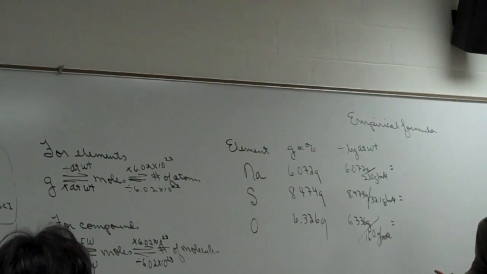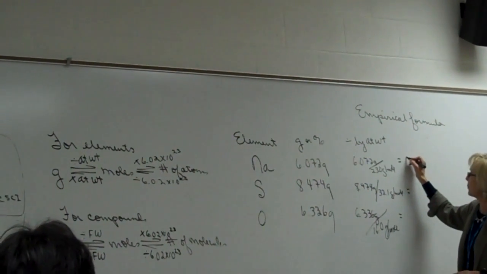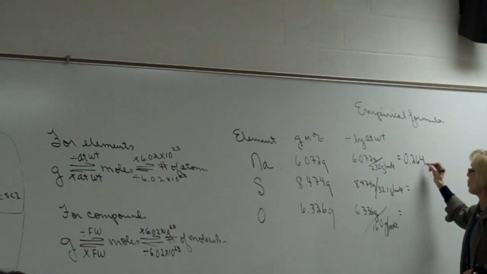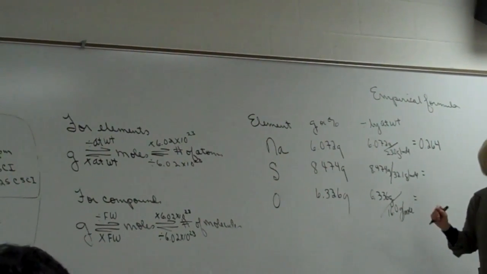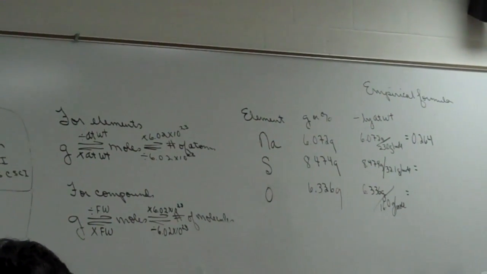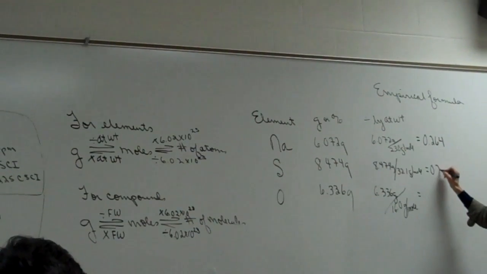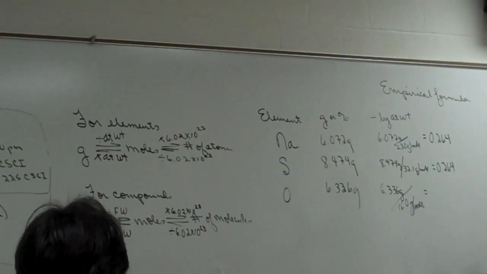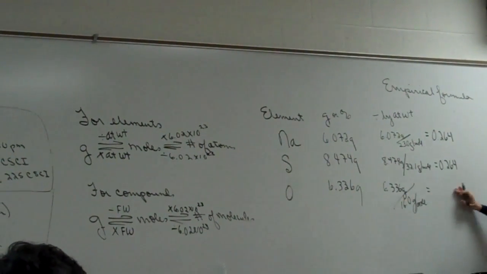Somebody do sodium. Nina, have you done sodium? Tell me sodium. I got 0.264. 0.264. Everybody agree? Math police out there? Okay, now, we've got an internal check. I got 2 people doing the same one. Andrew, what'd you get for sulfur? 0.2640. Okay, let's just stick with the 3. Charles, did you get that same thing? Yes. Okay, good.